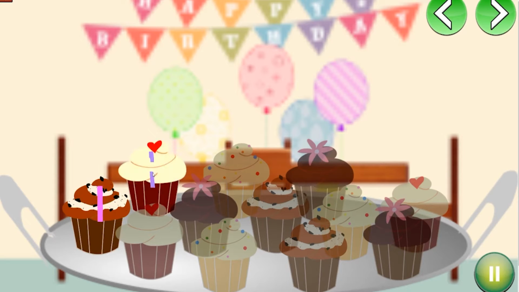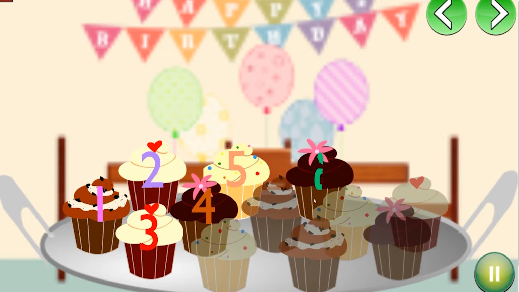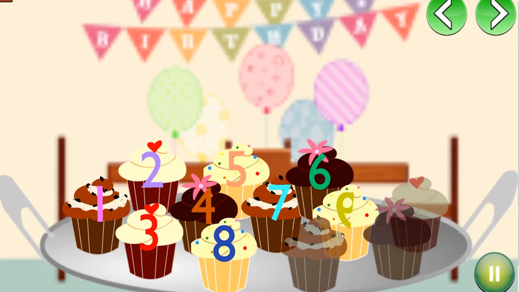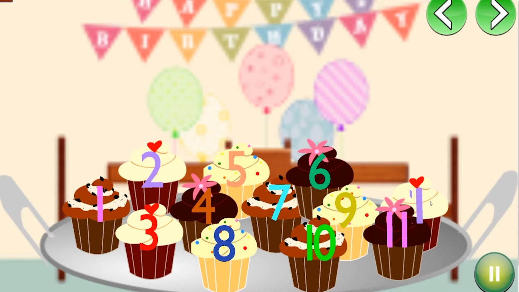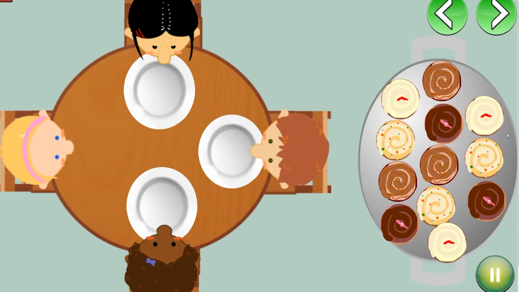1, 2, 3, 4, 5, 6, 7, 8, 9, 10, 11, 12. We have a total of 12 cupcakes. Tori has decided to share the cupcakes with her friends, giving them 2 cupcakes each.